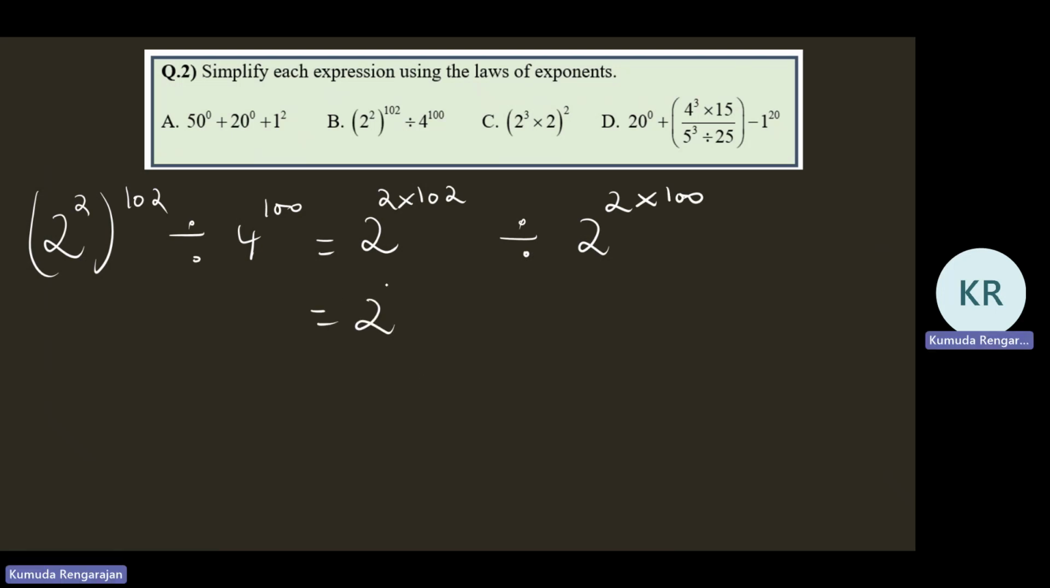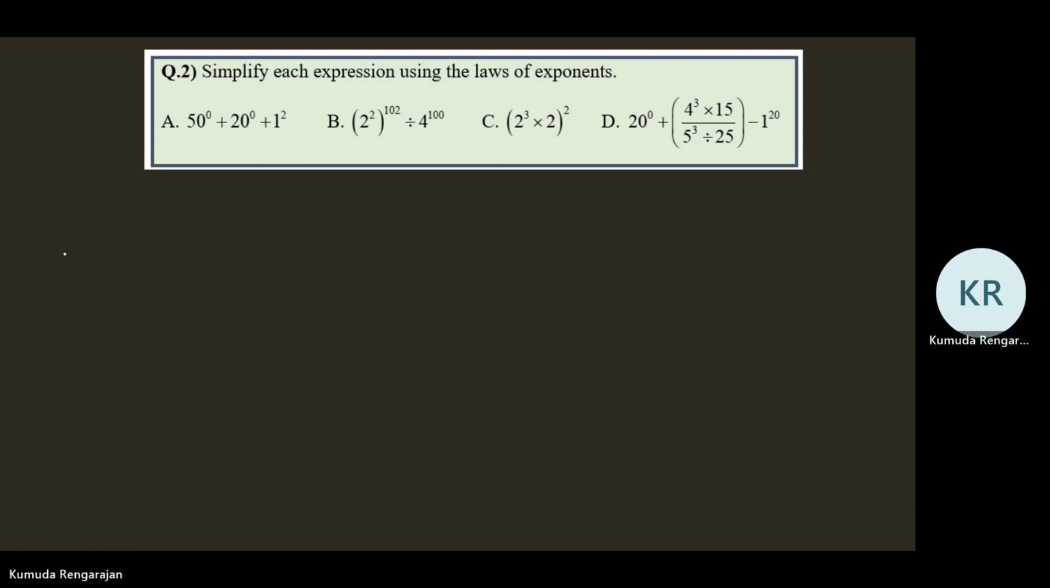This is equal to 2 to the power 204 divided by 2 to the power 200. Now bases are the same, so 2 raised to the power 204 minus 200, which is 2 raised to the power 4, which is equal to 16. That's all.